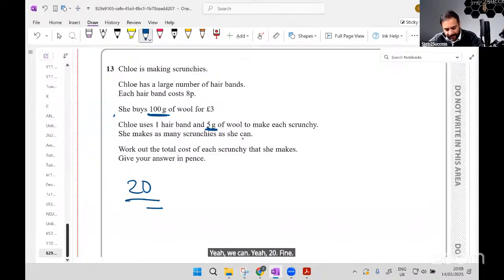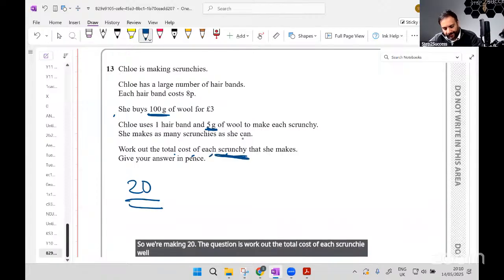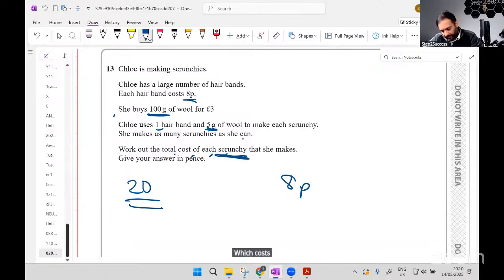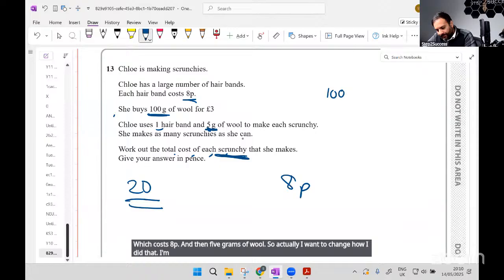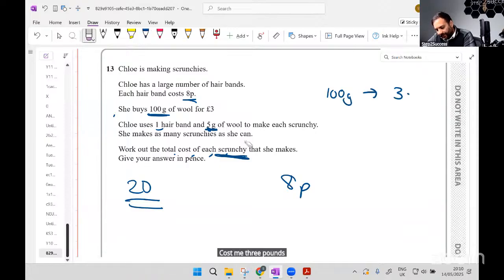So we're making 20. The question is work out the total cost of each scrunchie. Well, one scrunchie has a hairband, which costs 8p, and then 5 grams of wool. So actually, I want to change how I did that. I'm going to say 100 grams of wool cost me £3 or 300 pence, if we want to just keep it like that for now.